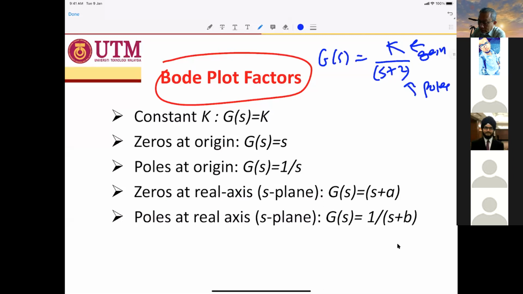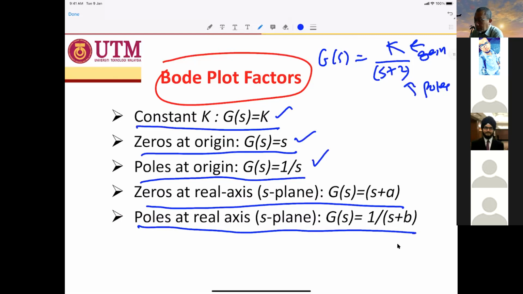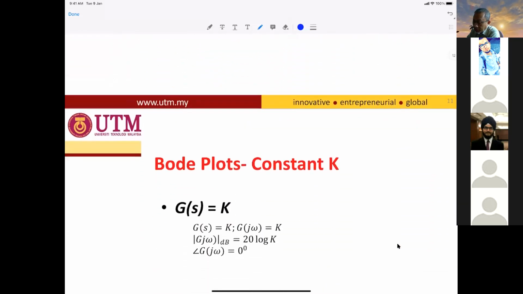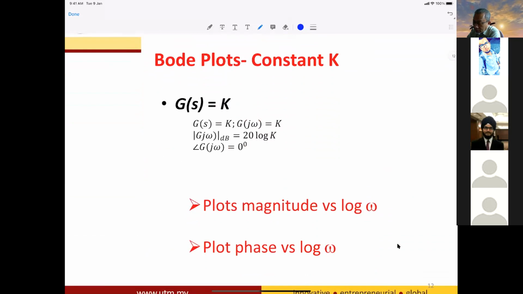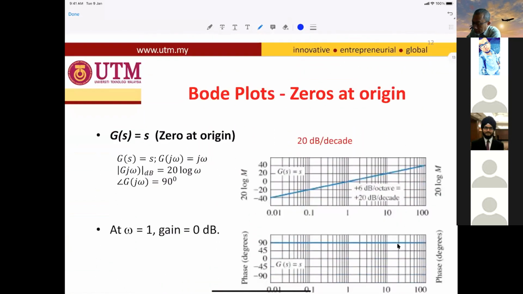So I list out the factors: the constant K, zeros at the origin, poles at the origin, which is 1 over s. This is gain K, s, 1 over s. Zeros on the real axis, which is s plus a, and poles, 1 over s plus b. So let's see the plot for the constant K. K, let's say it's 10. If K is equal to 10, then 20 log 10 is equal to 20 decibels. So we see the plot for the magnitude and the plot for the phase shown here.